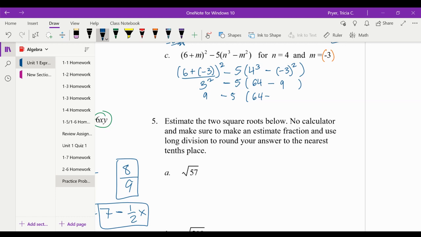Well, that's inside the grouping. I can go ahead and do 64 minus 9. I know 64 minus 10 is 54, but I'm not subtracting a full 10, so that should leave me with 55. Okay, and then I have to do 5 times 55. I can go ahead and do that on the side.